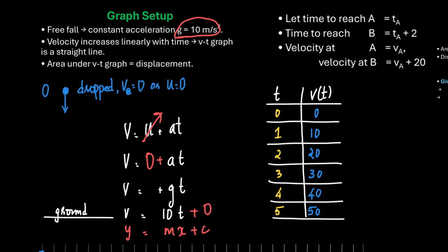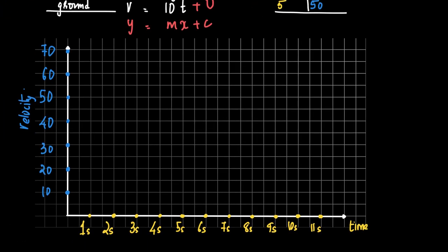Now, time to reach A is tA, time to reach B is tA plus 2. Why? Because it is given in the question that it takes 2 seconds to travel from A to B. So A to B, the travel is for 2 seconds. Velocity is VA plus 20. We'll come to that. Now, coming to the graph here.